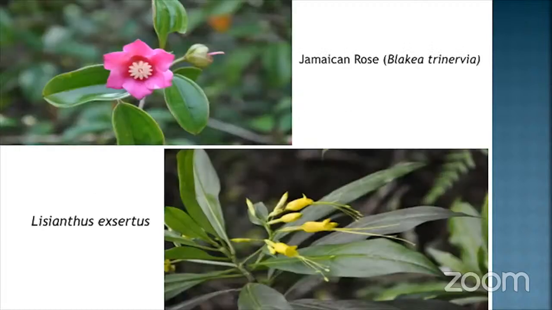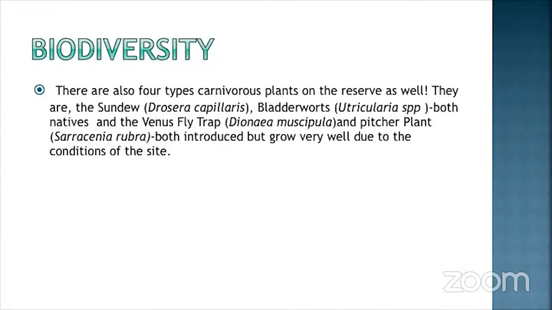These are two of the endemics recorded from the property: Jamaican rose, also called cup and saucer, and Lisianthus exertus. There are also 4 types of carnivorous plants on the reserve as well. They are the sundew, bladderworts, which are both natives, and the Venus flytrap and pitcher plant. Both were introduced but grow very well due to the conditions of the site.